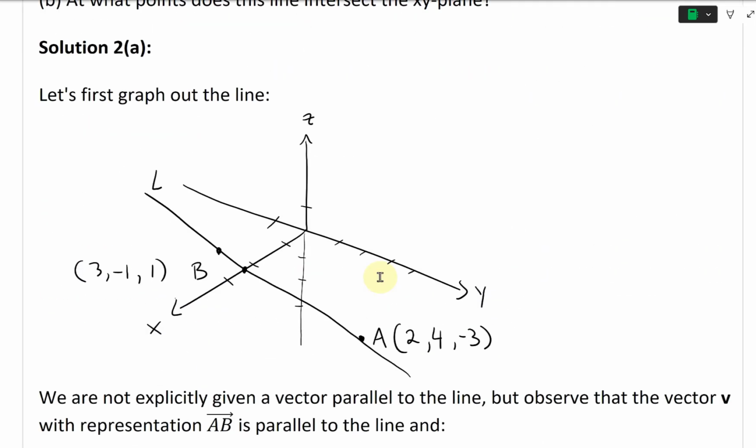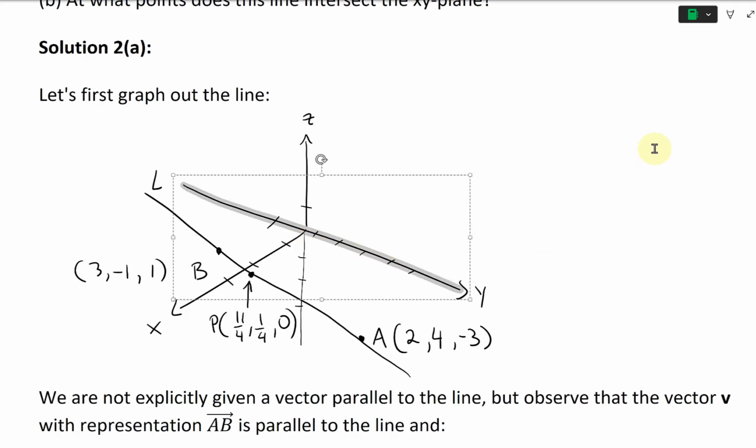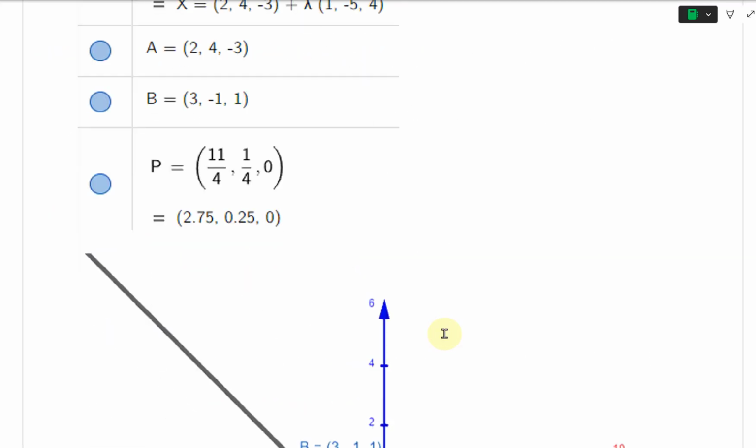And we could draw that here. So this is our point P, 11 over 4, 1 over 4, and 0, like that. 11 over 4 is going to be, well, 12 over 4 is 3, so it's going to be between 3 and 2. And then there's this 1 over 4, it's going to be somewhere around here. Let's just erase that. And move this over. Alright, so that's the point. And let's continue further, and we can graph this out.